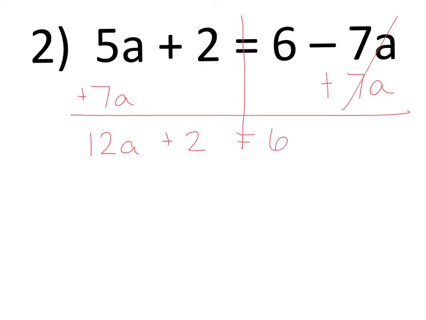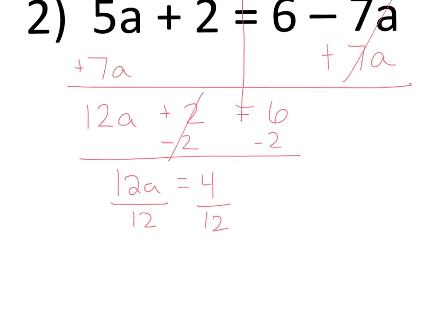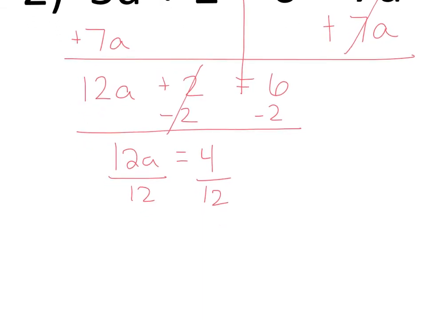All right, so now subtract the 2 off. These cancel. I have 12A equals 4. All right, and then my last step will be to divide by 12. So now when I'm looking at this, the 12's cancel, so A equals, and this is going to reduce to 1/3. Don't be scared of those fractions. You are going to get some fraction answers sometimes.